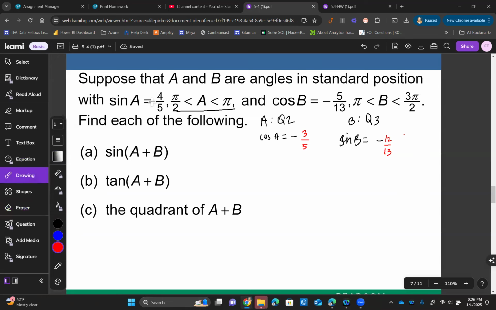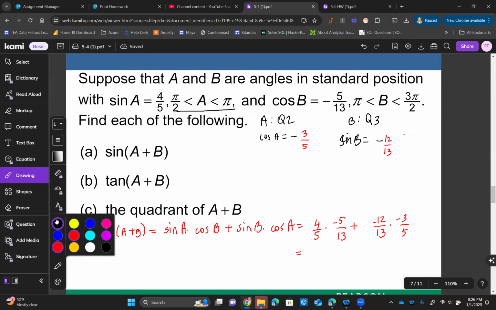Once we have the sine value and cosine value of angle A, and the sine value and cosine value of angle B, the rest of it is just a formula application. Sine of A plus B, the formula says we need sine of angle A times cosine of angle B plus sine of angle B times cosine of angle A. The sine of angle A is given in the problem as 4 over 5. Cosine of B is given in the problem as negative 5 over 13, plus sine of B, I found it as negative 12 over 13, and cosine of angle A, I found it as negative 3 over 5.